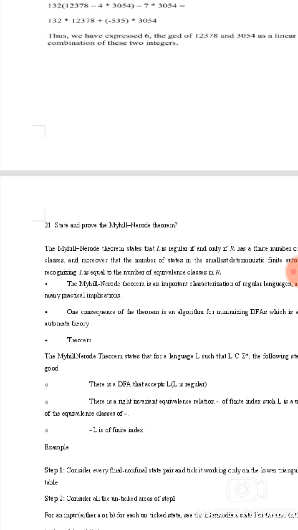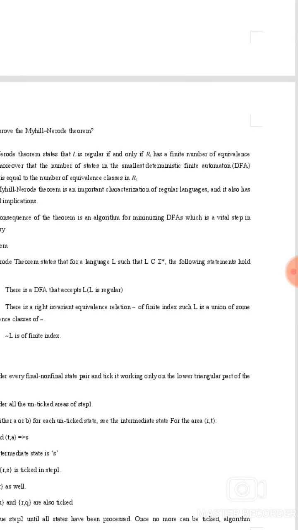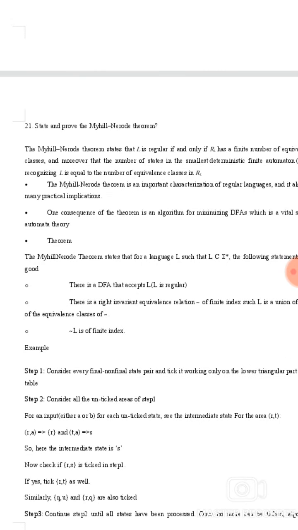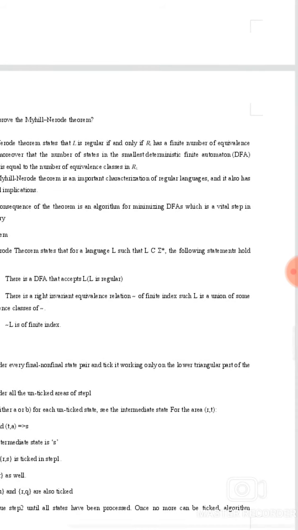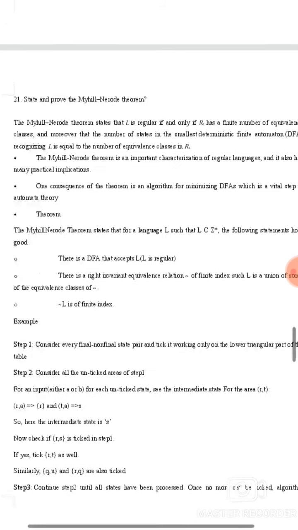21st question, state and prove the Myhill-Nerode theorem. It states that L is regular if and only if R has a finite number of equivalence classes, and moreover the number of classes equals the number of states in the smallest deterministic finite automaton. The Myhill-Nerode theorem is an important characterization of regular languages. One consequence of the theorem is an algorithm for minimizing DFAs, which is a vital step in automata theory.